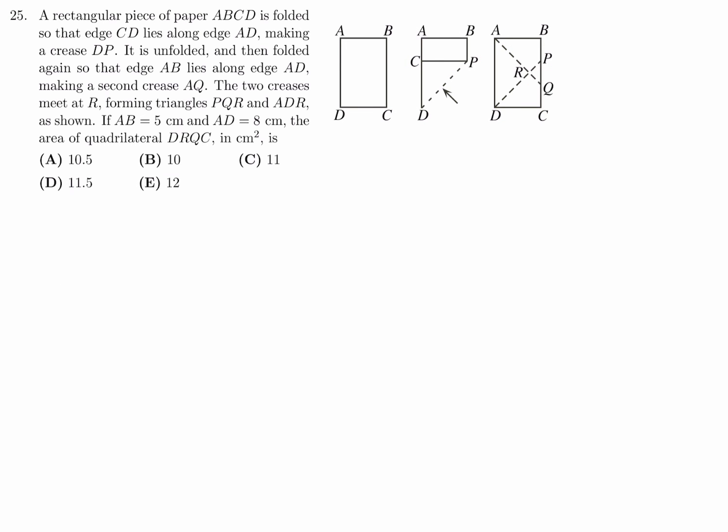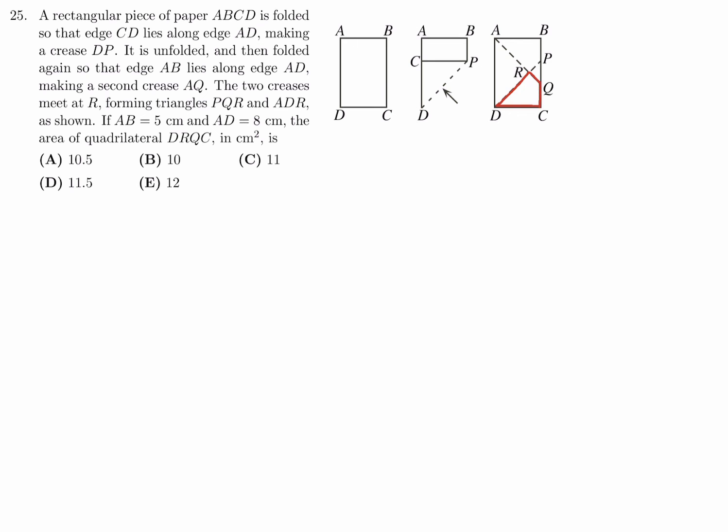A rectangular piece of paper ABCD is folded so that edge CD lies along edge AD, making a crease DP. It is unfolded and then folded again so that edge AB lies along edge AD, making a second crease AQ. The two creases meet at R, forming triangles PQR and ADR, as shown. If AB is 5 and AD is 8, the area of quadrilateral DRQC is what, in square centimeters?